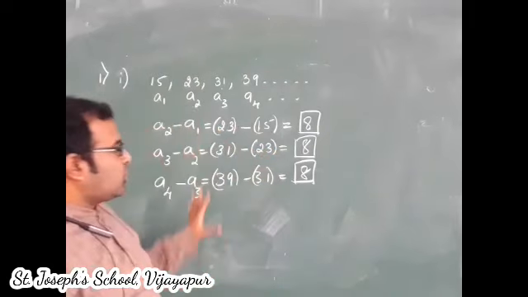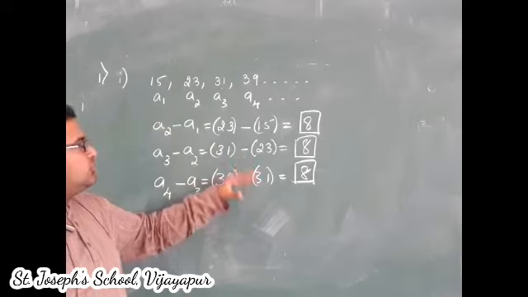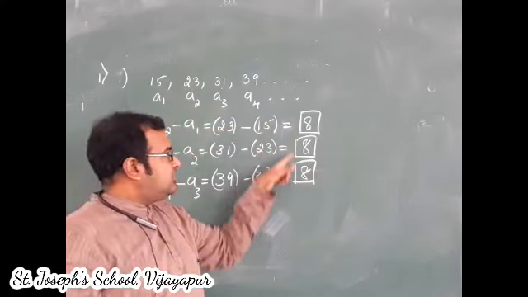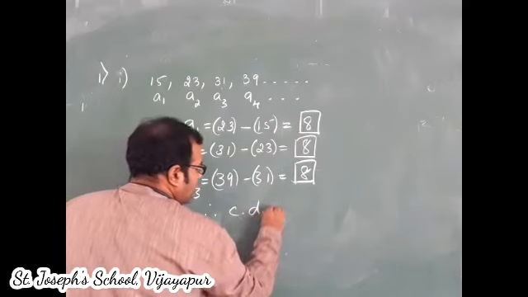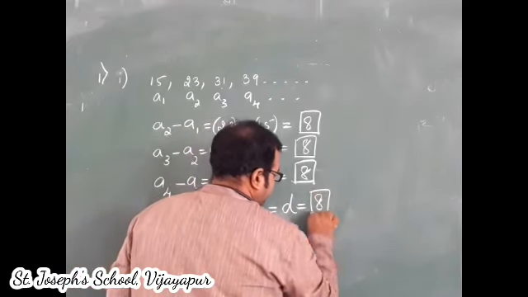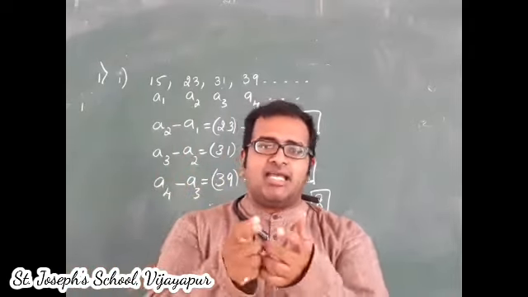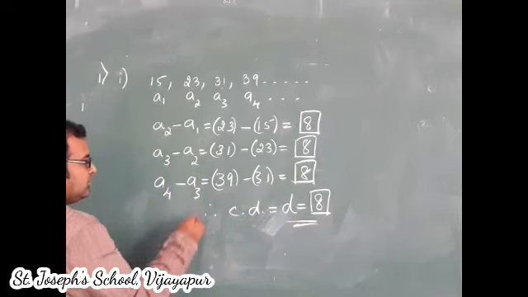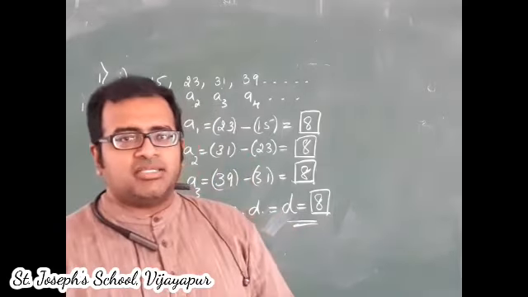See, this is the protocol of checking. We have to check whether the numbers have the same difference or not. Now we see that for all the two consecutive place numbers, the difference is the same. We say therefore the common difference, which we call D, is equal to 8. If a common difference exists, that means the given sequence is an AP. Clear? So we can write therefore the given example is an arithmetic progression.